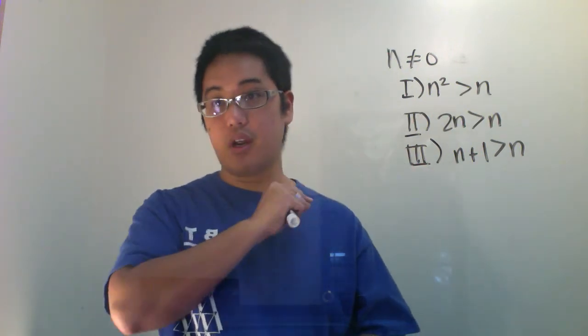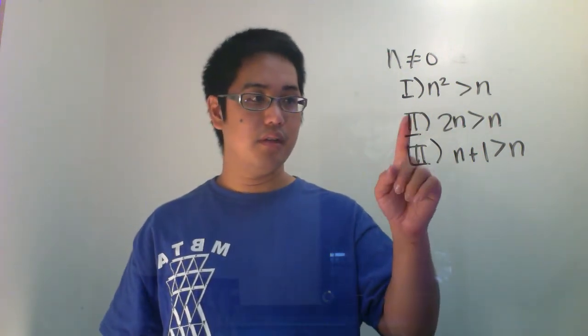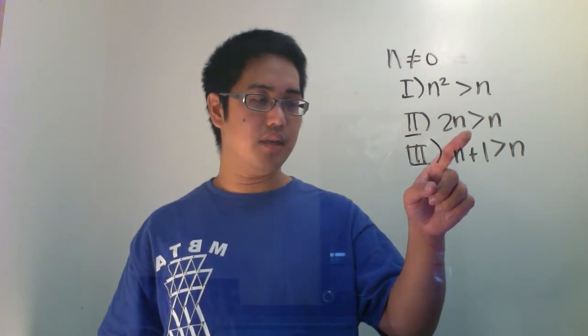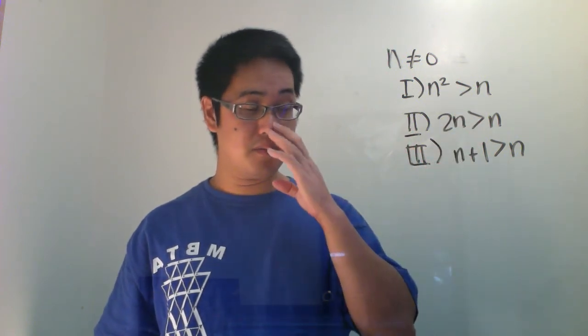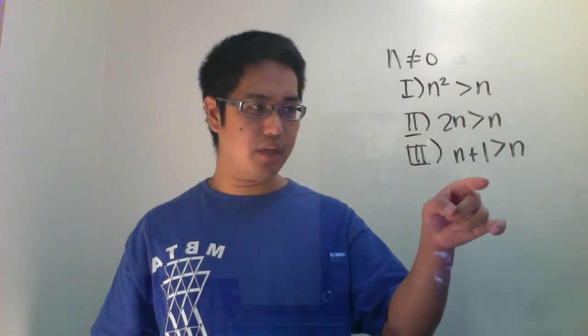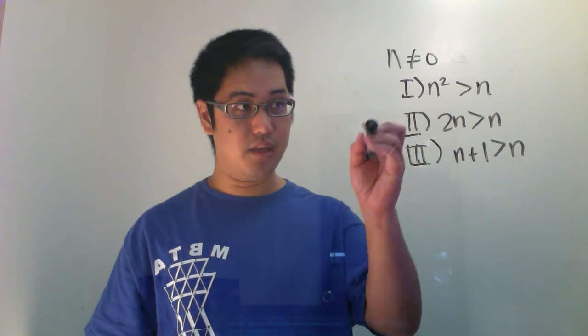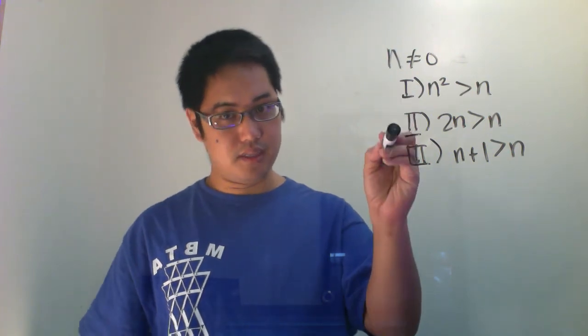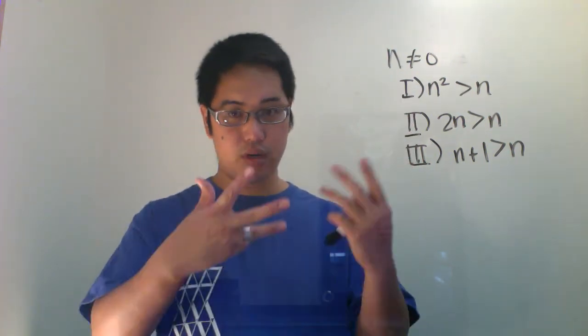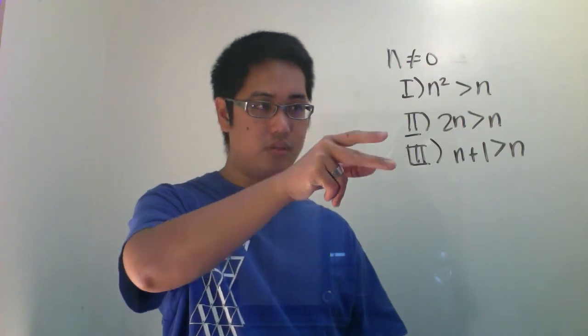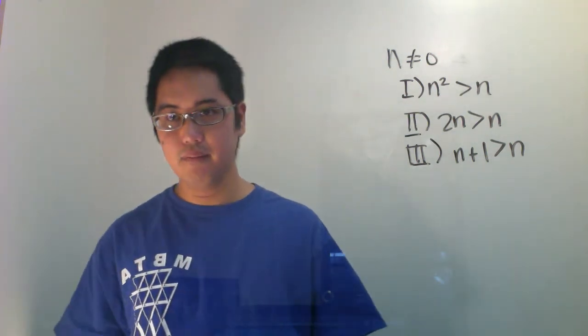N squared is greater than n. Okay? 2n is greater than n. All right? N plus 1 is bigger than n. Here's your options. Is it the first one, the second one, the third one, or a combination? Is it 1 and 3, 1 and 2, 2 and 3, all of that kind of stuff?